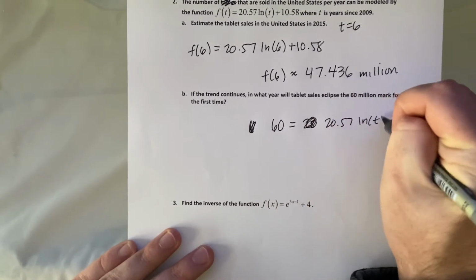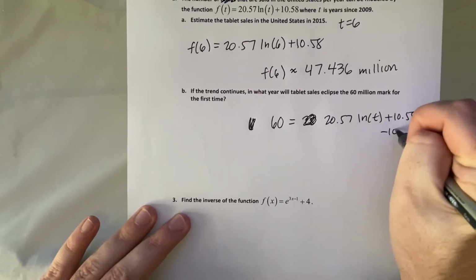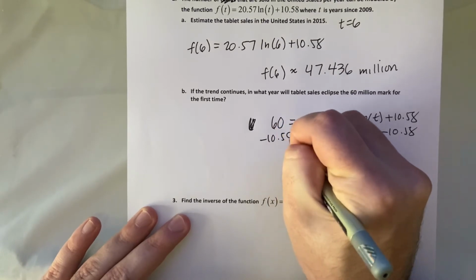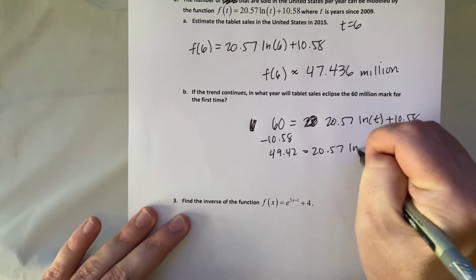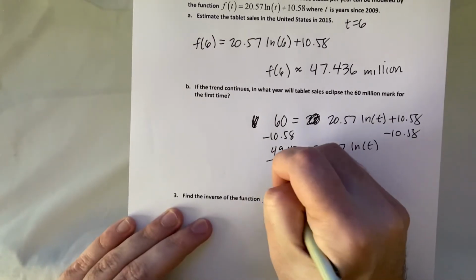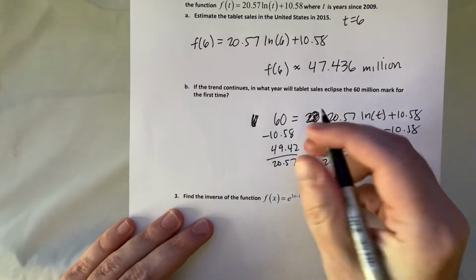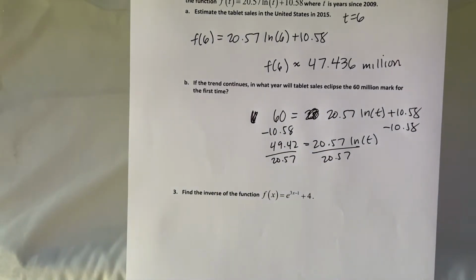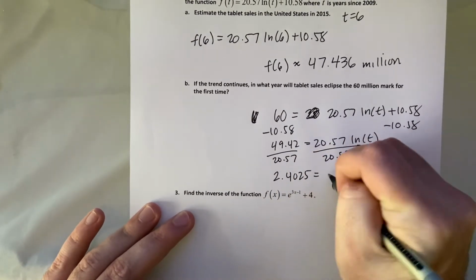20.57 times the ln of t, t is unknown, plus 10.58. From here, we'll subtract the 10.58 to get 49.42 equals 20.57 times the ln of t. Divide by the 20.57. And we'll go ahead and put this in the calculator, but you wouldn't have to if the numbers were nice. 49.42 divided by 20.57. We'll round to 4 decimal places. This is 2.4025 equals the ln of t.